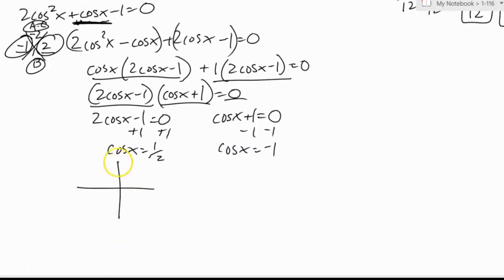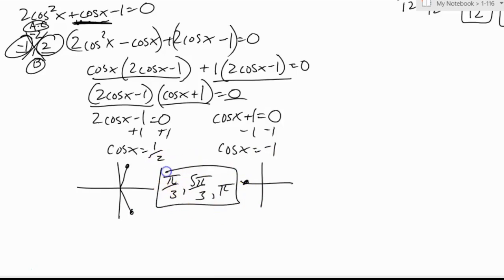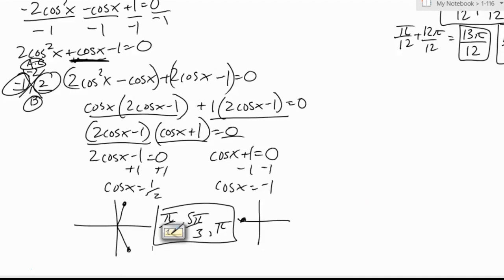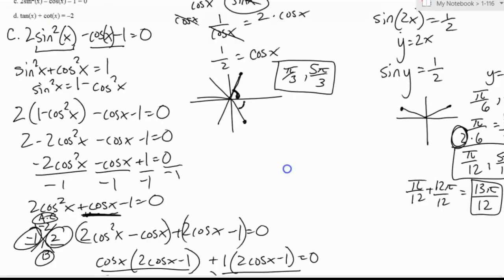So where on the unit circle is my cosine value equal to 1/2? That would be over a little bit. So that's going to be pi over 3 and 5 pi over 3. And then cosine x equals -1, so that's backwards 1. So that is at pi. So here are my answers. There you go. I was just trying to leave it up so that if you were still copying, you can do that. Okay, so there are my answers.